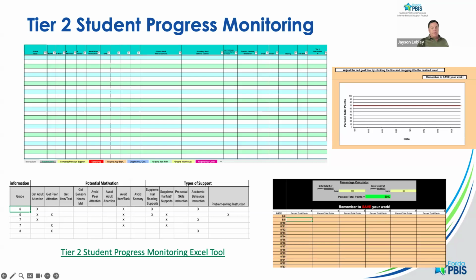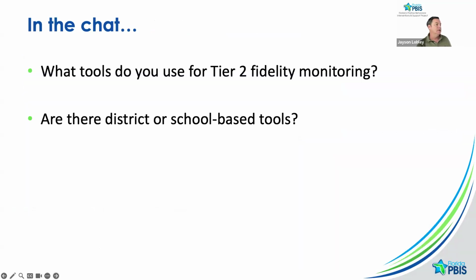So those are some examples of the progress monitoring tools that are used at Tier 2. And moving in here, we're going to get into looking at Fidelity tools within our Tier 2 system. So what tools do you use for Tier 2 Fidelity monitoring, and are they district or school-based tools? Feel free to add this into the chat box, please. Let us know what Tier 2 Fidelity tools you are using.